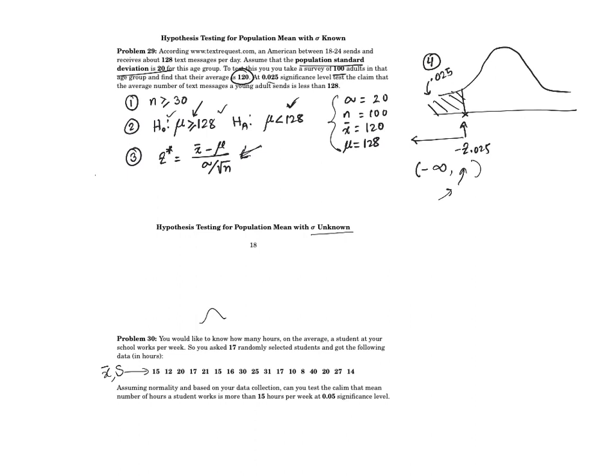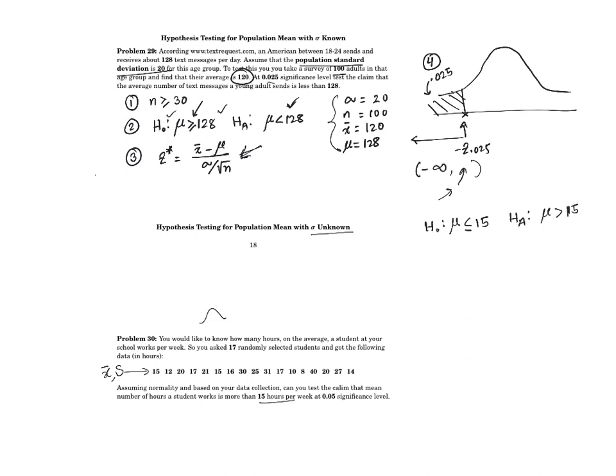So what is your null and alternative hypothesis for the mean? Student works is more than 15 hours. So your H naught and your alternative H sub A. So mu is greater than 15, the average number of hours students work, and in this case null is going to be the opposite or complement of that, which is less than or equal to 15.